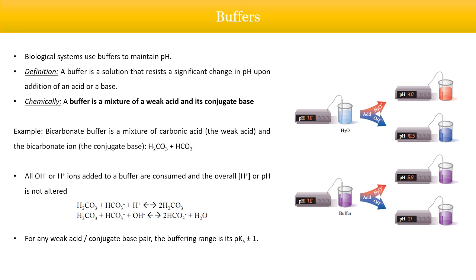Now if we see here, carbonic acid and the bicarbonate ion with an H plus gives us 2 moles of carbonic acid, and carbonic acid plus bicarbonate ion plus your hydroxide ion gives us 2 moles of bicarbonate and one water molecule. So these two ions would be equilibrating in the buffer solution for a bicarbonate buffer. And for any weak acid and conjugate base pair, the buffering range is its pKa plus or minus 1.